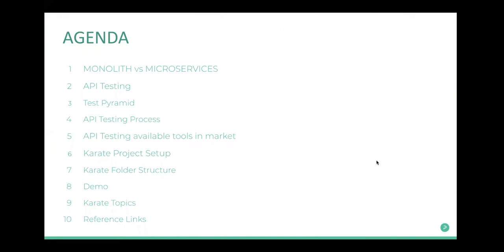This is the agenda for today. I'll be walking you through a few chunks of basics about API test automation, and what is the essence of it. I will introduce Karate with the project setup and folder structure, and later a chunk of demo. With respect to time, I'll be sharing a few topics from Karate just to start with. And in the end, I'll be sharing the reference links if you want to set up the Karate test automation framework.